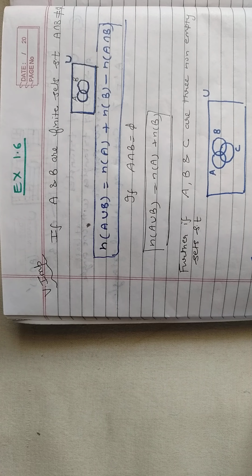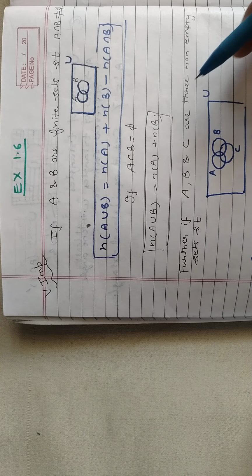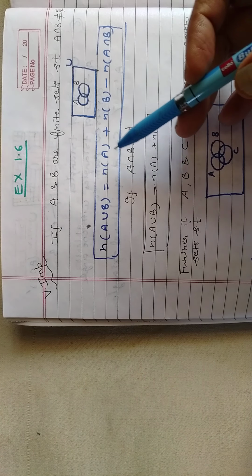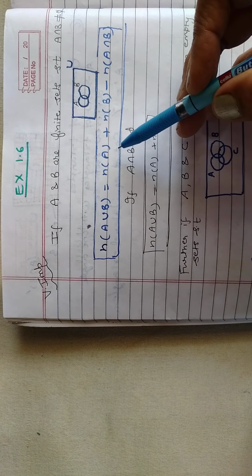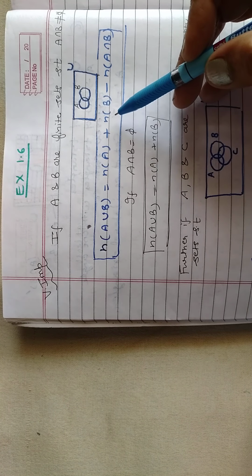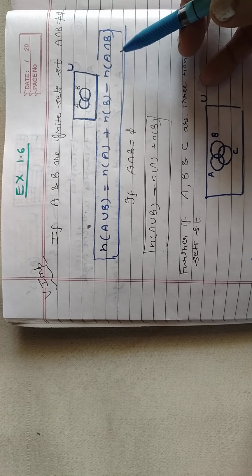Good morning, students. Today we will solve some problems related to exercise 1.6 and miscellaneous exercise. Yesterday you had done these two formulas, that number of elements in A union B is equal to number of elements in A plus number of elements in B minus number of elements in A intersection B.